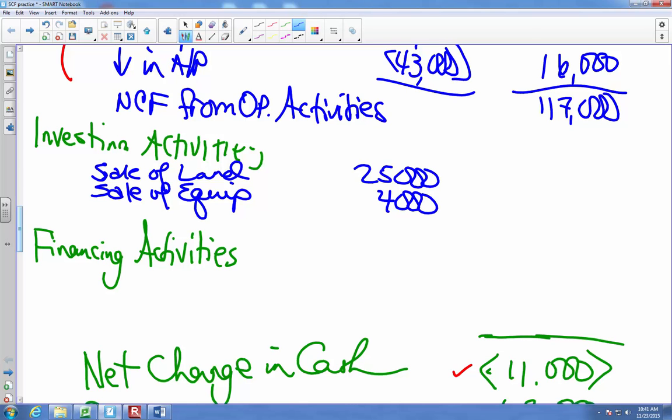Yep, so that's an inflow. What else? There was one other thing that happened from that T account analysis. Did I pay cash for that? Yep. So where do you want that? Purchase of equipment. Inflow or outflow?